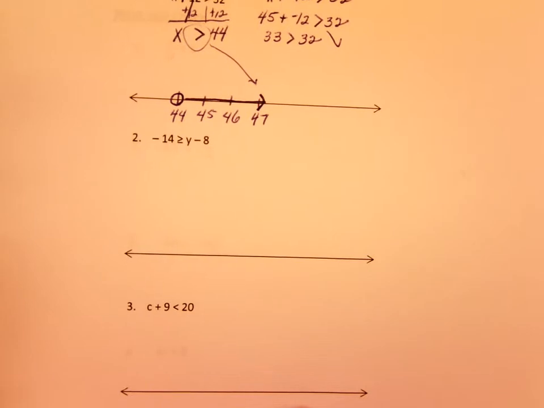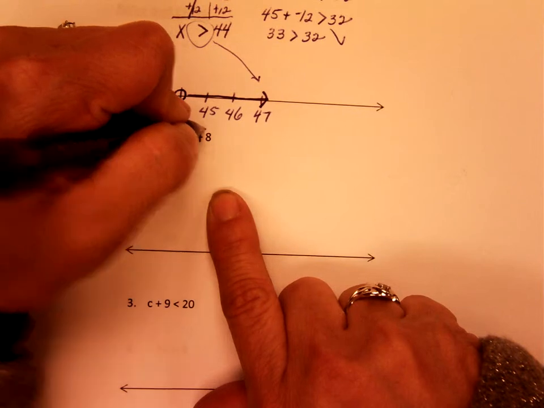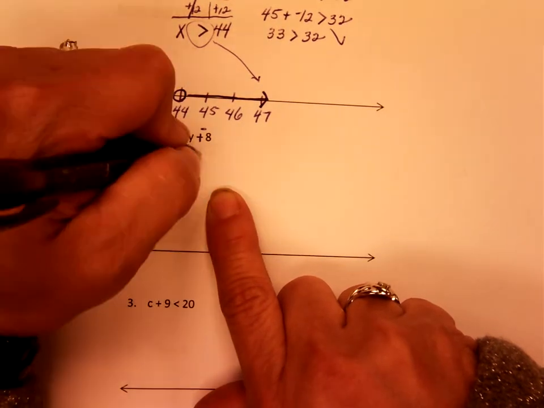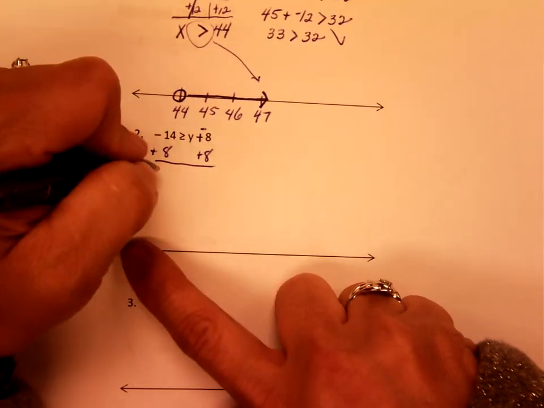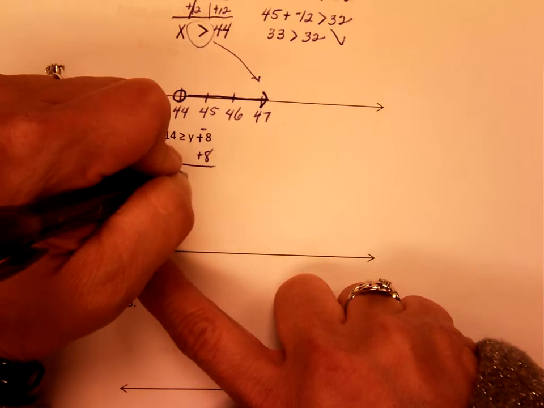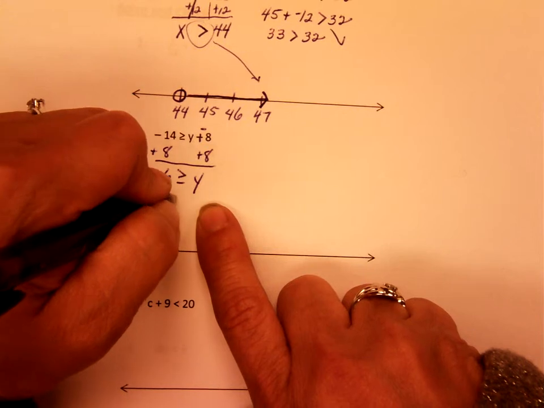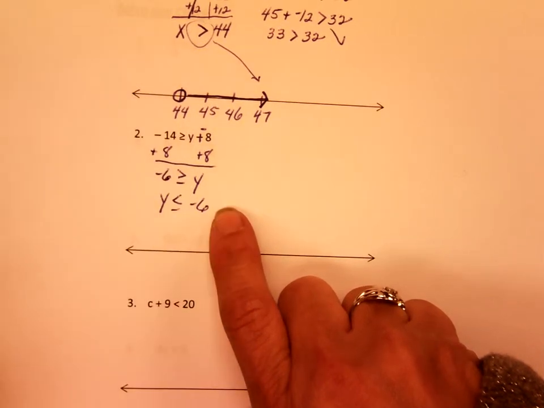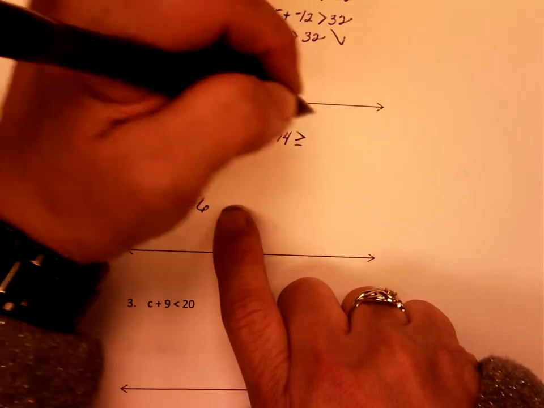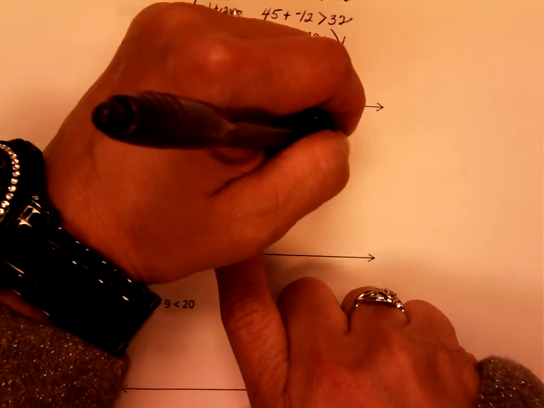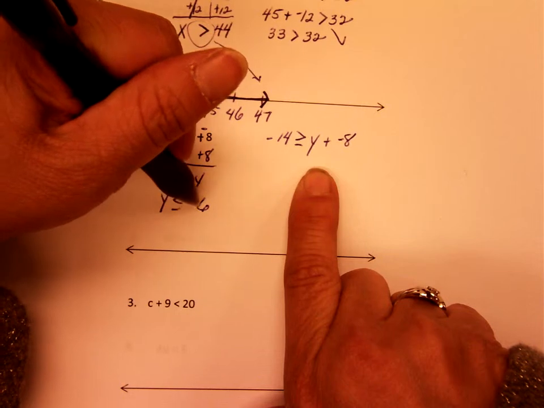Okay, let's look at number 2. Change your subtraction sign to addition, make that a negative 8. You're going to add 8 on both sides, and you get negative 6 is greater than or equal to y. Personally, I would switch this around so you have y is less than or equal to negative 6. To do your check, you write negative 14 is greater than or equal to y plus negative 8. Always rewrite the original.